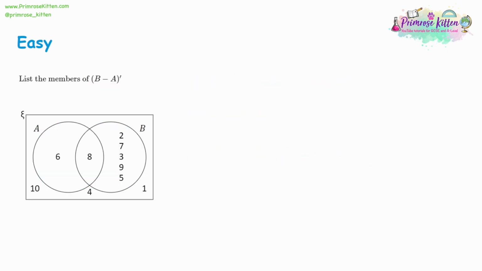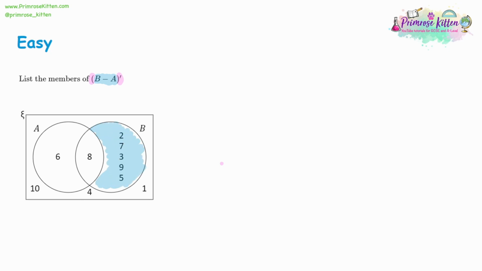The next one we'll look at is B take away A, and then we've got brackets and the not symbol. So it's best to do this a step at a time. Start off inside the bracket. Well, let's look at what B minus A is. And then once we've done that, then we can think about what the not symbol is going to mean for us. So B take away A, that's going to be everything that's uniquely in set B.